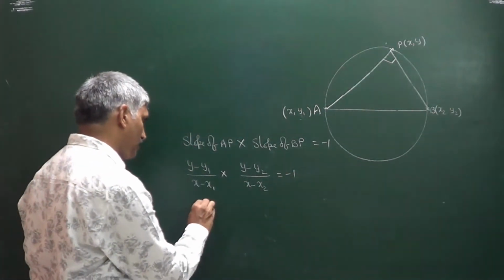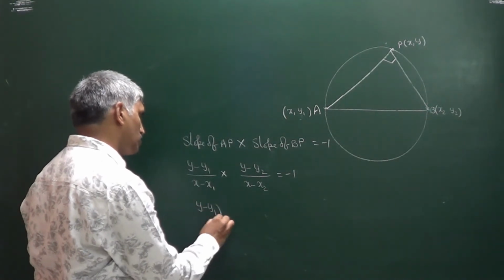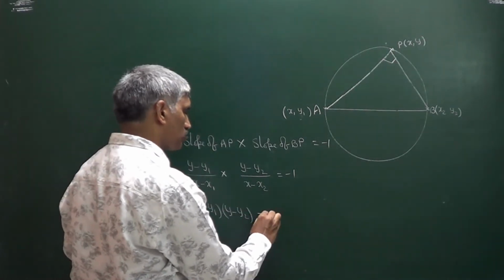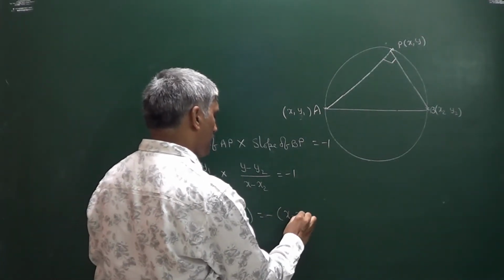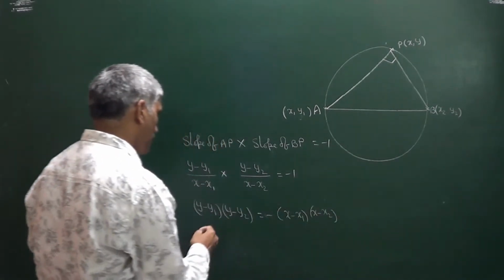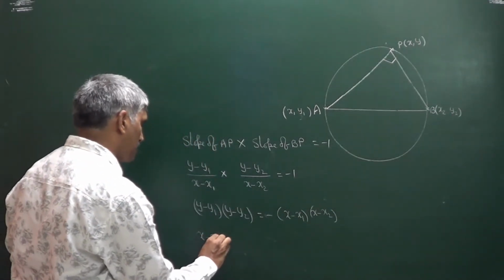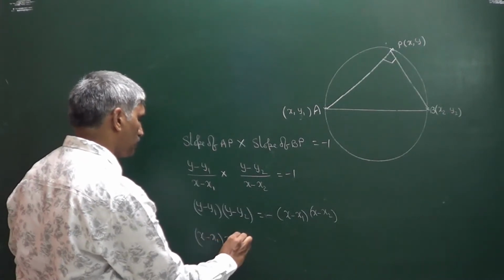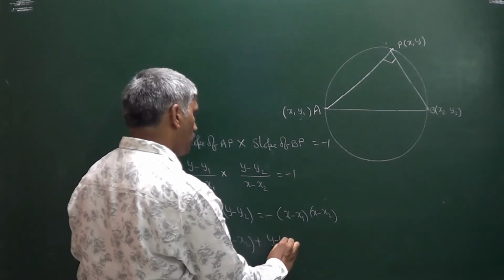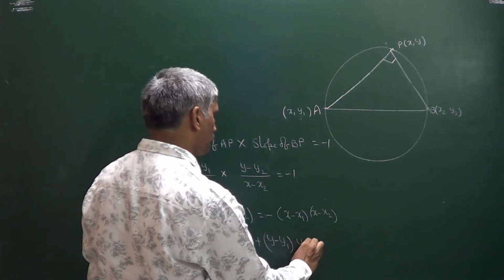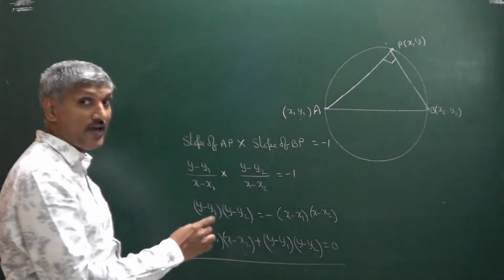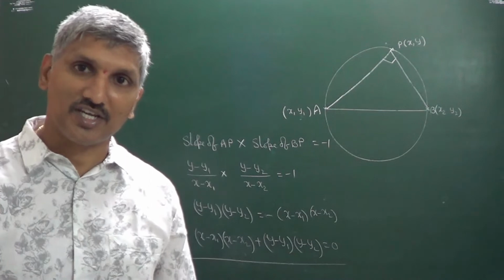This simplification we can do: y minus y1 into y minus y2 is equal to minus of x minus x1 into x minus x2. Now shift to this side. You are getting x minus x1 into x minus x2 plus y minus y1 into y minus y2 is equal to 0. So this is the equation of the circle when the endpoints of the diameter are given.